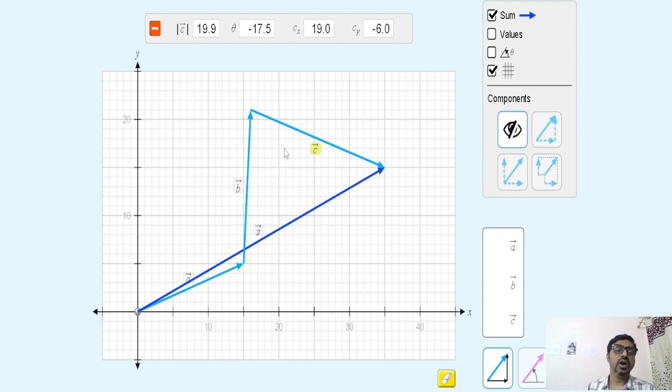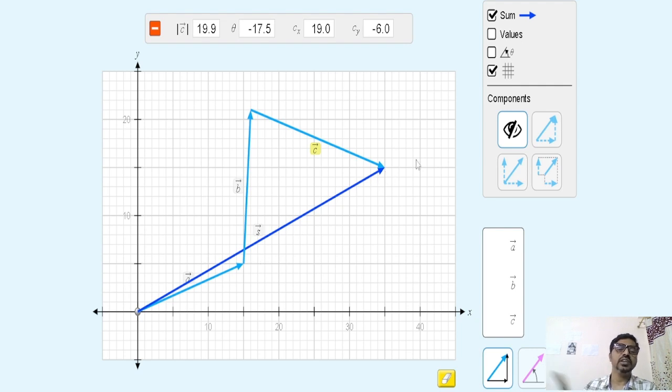The first step is to arrange them in an order. When I say arrange them in order, what I mean is tail-head order. So the head of the first vector should touch the tail of the second vector, and then the head of the second vector should touch the tail of the third vector, and so on. You keep arranging them like that, any number of vectors. Then the resultant would be directed from the tail of the first vector to the head of the last vector. That's going to be the resultant.